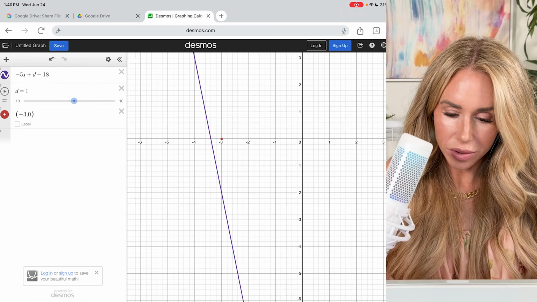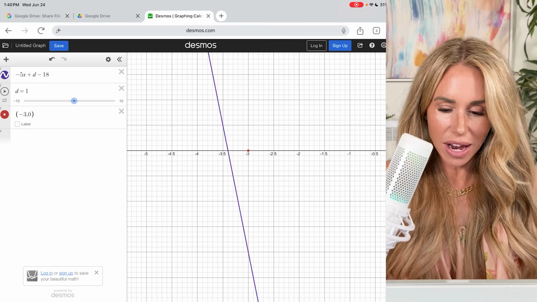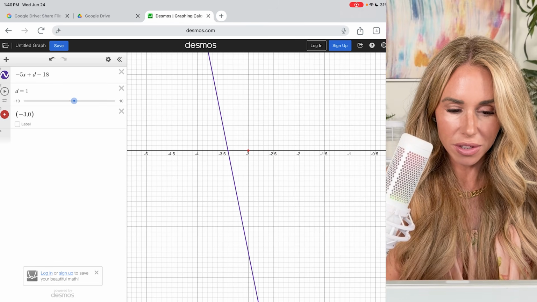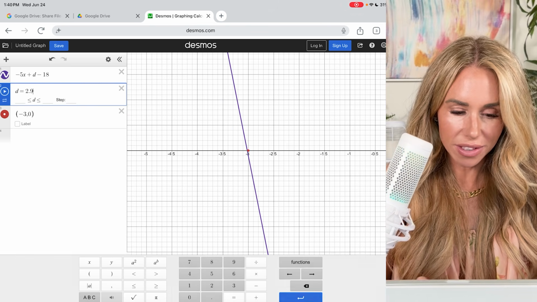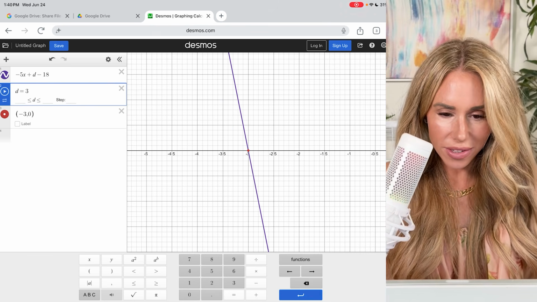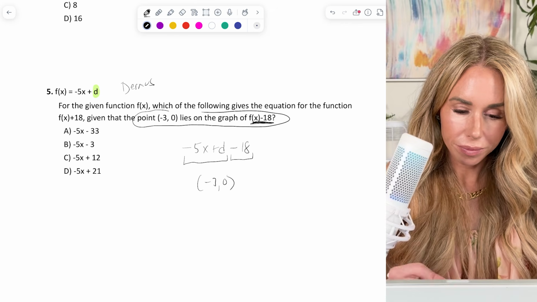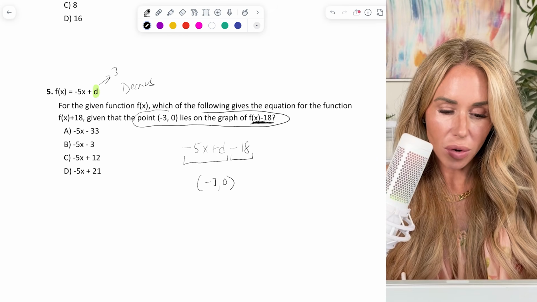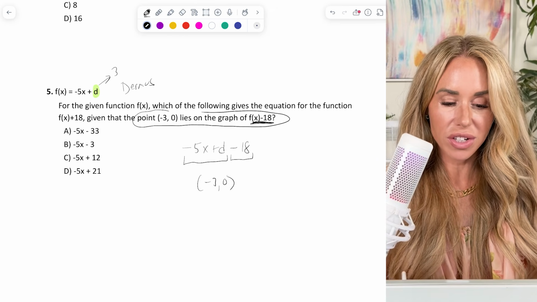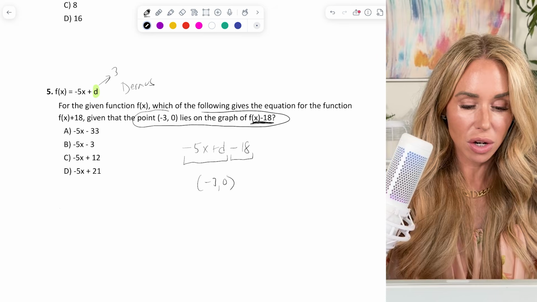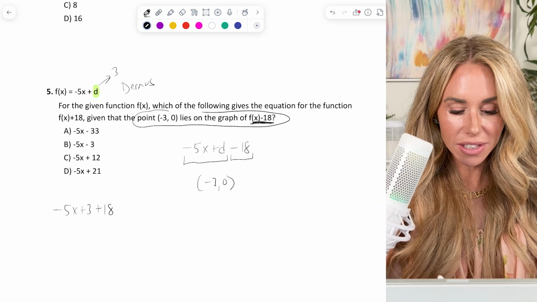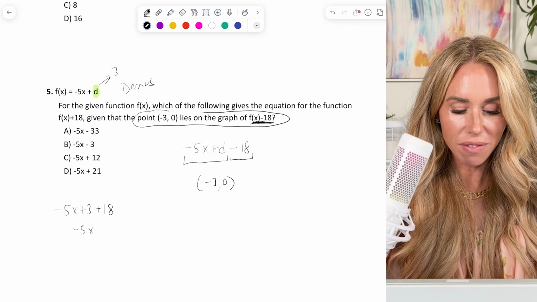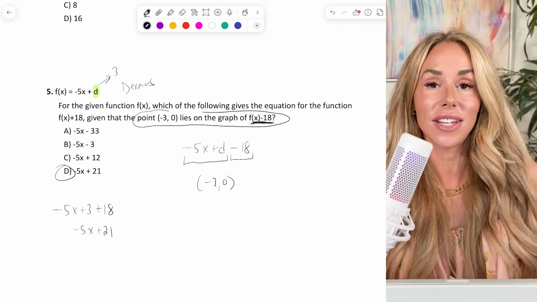All right. So as you can see, we have our line and we have our point. Let me move D till it intersects that. Okay, it looks like D is 3. Awesome. So now we know D is 3. And they want to know what is the equation for f of x plus 18. Well, I have -5x plus 3 plus 18. So it's going to be negative 5x plus 21. Answer is D.